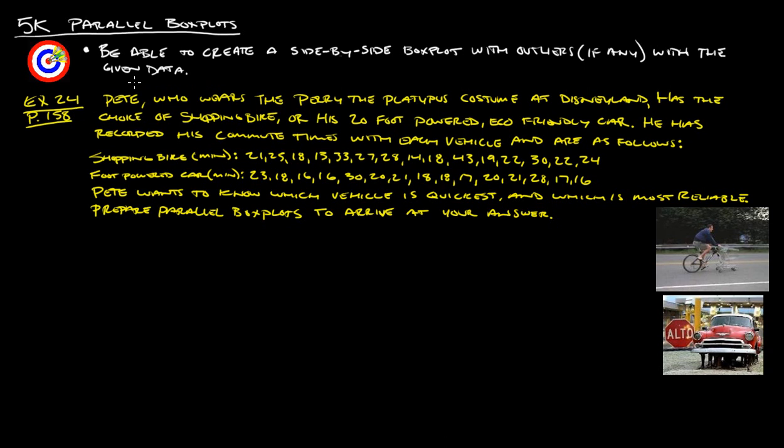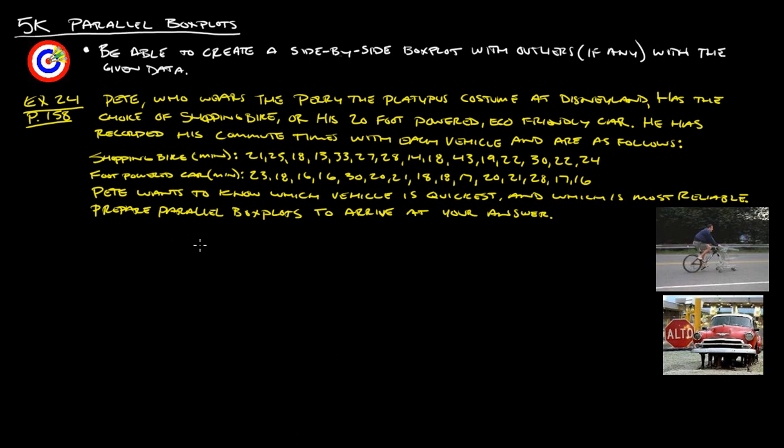Pete, who wears the Perry the Platypus costume at Disneyland, has the choice of a shopping bike or his foot-powered eco-friendly car to take to work. He has recorded his commute times with each vehicle, and they are as follows. Here's all the shopping bike commute times in minutes, and here's all the foot-powered car times in minutes. Pete wants to know which vehicle is quickest and also which is most reliable. Prepare parallel box plots to arrive at your answer.